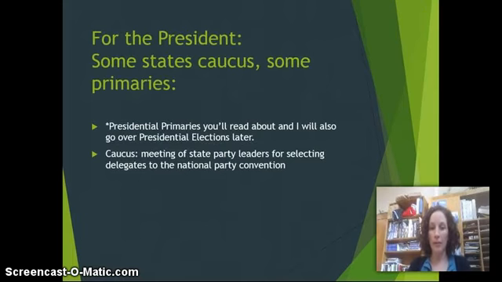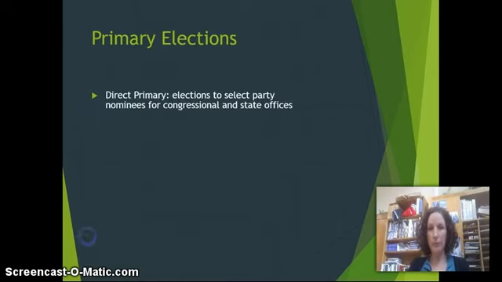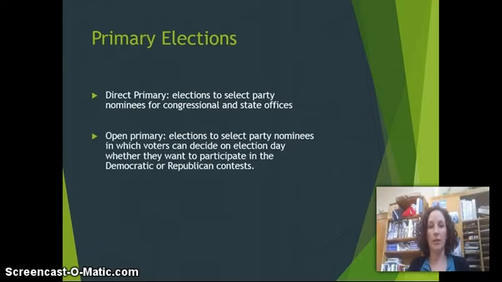Primaries and caucuses. This can get confusing with the other primary that I'm going to talk about today. So when we're talking later, and from your reading later about the presidential elections, to pick the nominees, there are primaries and caucuses throughout the states. So I'm going to table that, but I wanted to make sure I acknowledged it because I'm going to now talk about direct primaries for congressional races. So a direct primary is the election to pick your party nominee for congressional and state offices.